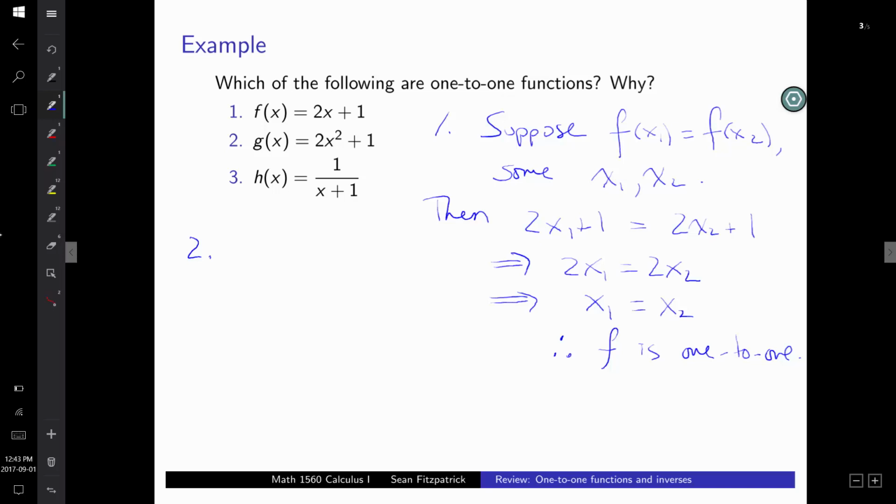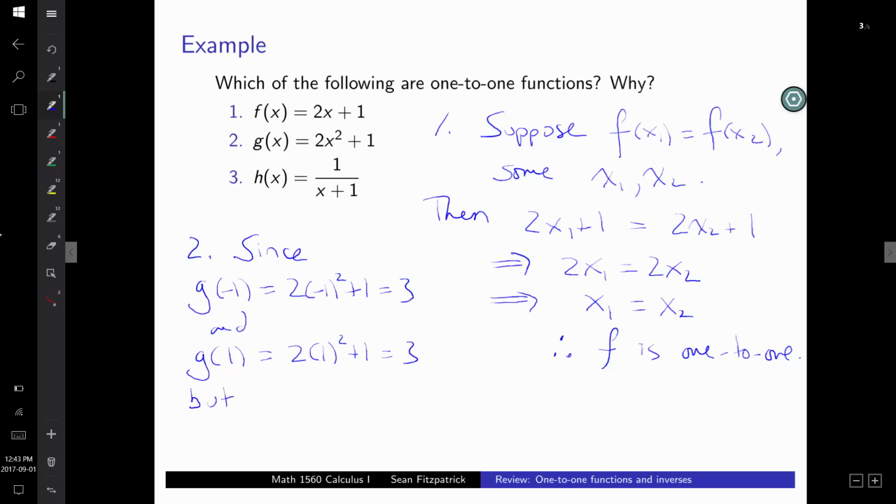And so I can simply do something like this. This is what's called finding a counterexample. I could say that since g of minus 1 equals 2 times minus 1 squared plus 1, which equals 3, and g of 1 is 2 times 1 squared plus 1, which equals 3, but of course, I think everyone will agree, 1 is not equal to minus 1. That means that g is not one-to-one.